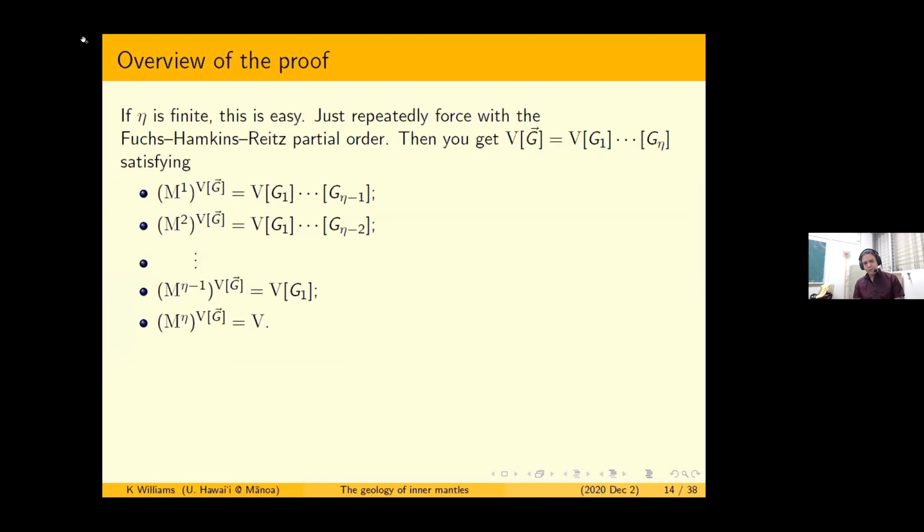Here's the idea behind the proof. If eta is finite, I mean standard finite, it's pretty easy. You just do the Hamkins-Reitz forcing eta many times, and then you unwrap it backwards. In this eta-iterated extension, the first mantle strips off the last generic, because the full forcing makes the ground model the mantle of the extension. When you take the mantle of that, you strip off the next last thing. Each time you take the mantle, you strip off the last generic, so if you do it eta many times, you get all the way back down to where you started.